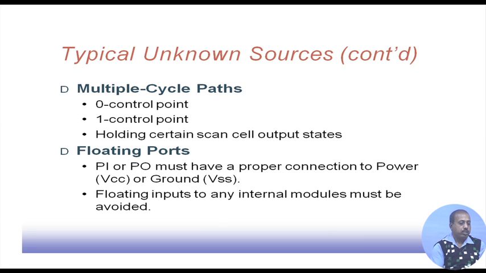Then floating ports. Primary input and primary output may have a proper connection to power VCC or the ground. A floating port is some port which is floating. So, we can put this primary input or primary output to some proper values. Floating inputs to any internal modules must be avoided. We should not have any floating input for an internal gate or internal portion, but for the primary input and primary output, we can connect them either to the power supply VCC or the ground in the BIST mode.